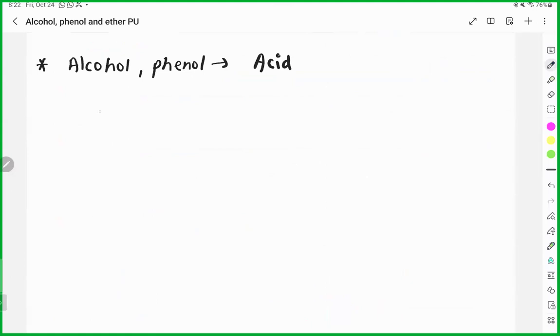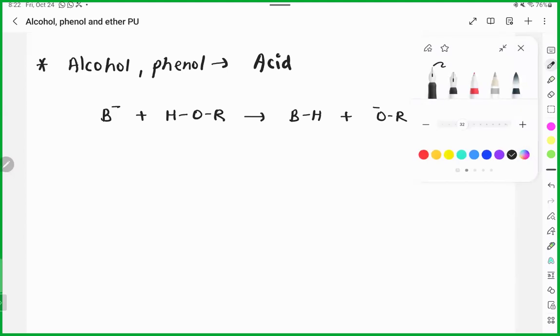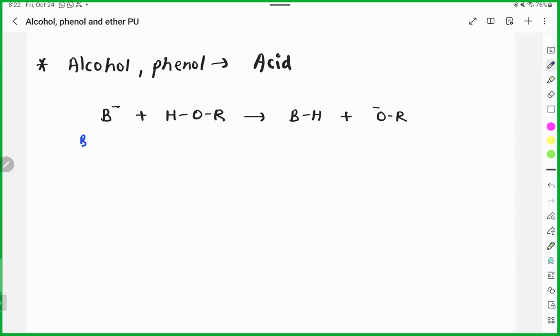For example, if you take any base, when it reacts with alcohol, what will happen? It will release H positive ion, and the alcohol becomes negative. So can you say if this is a base, this is acid?